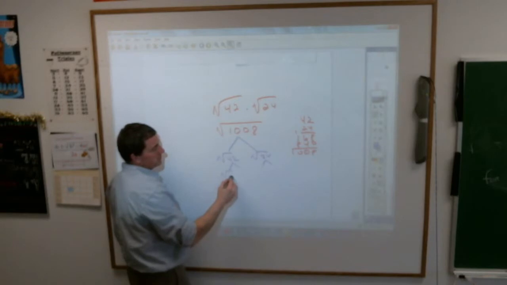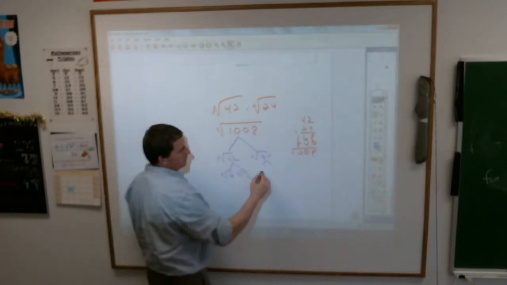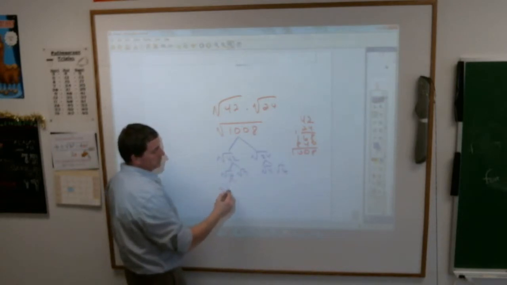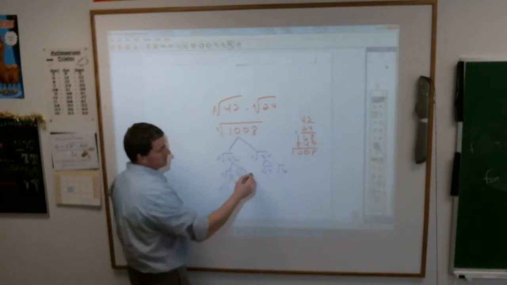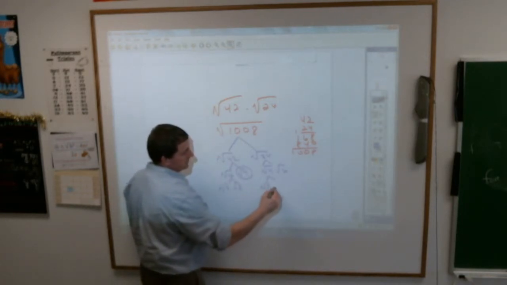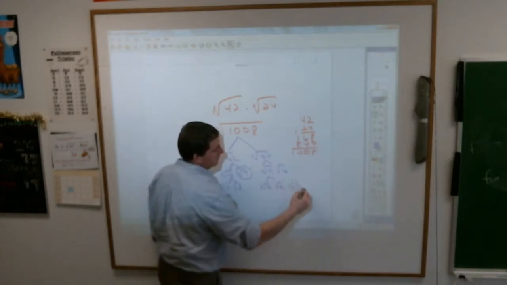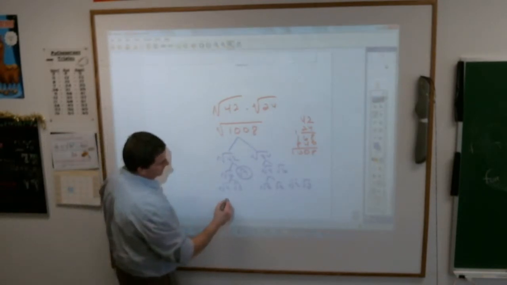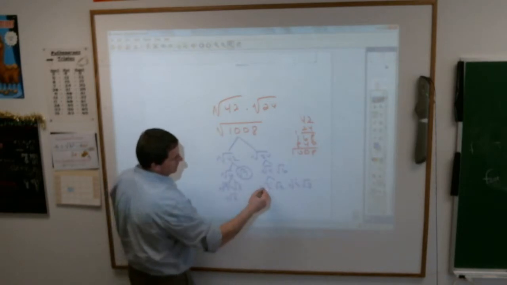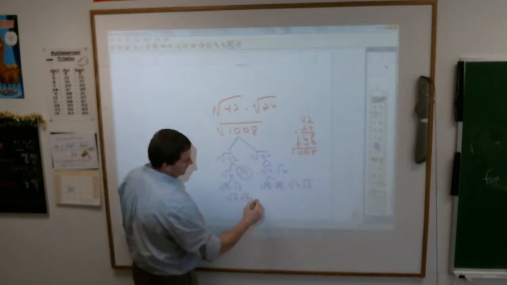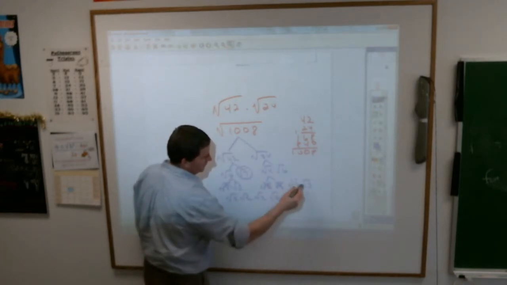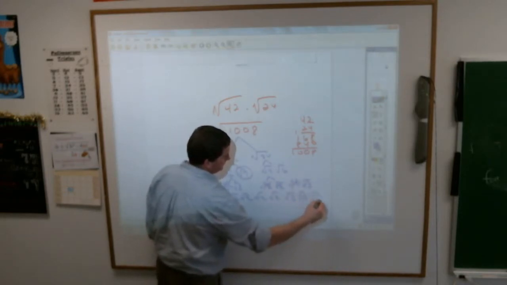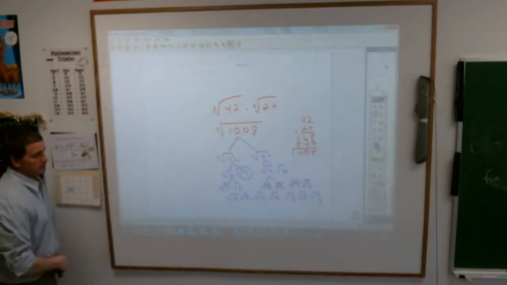42 is the square root of 6 times the square root of 7, correct? 24 is the square root of 4 times the square root of 6. 6 is the square root of 2 times the square root of 3. 7 is prime. 4 is the square root of 2 times the square root of 2. And 6 is the square root of 2 times the square root of 3. So I'm left with 1, 2, 3, 4 square roots of 2, two square roots of 3, and the square root of 7. Correct? That's all my prime factors.